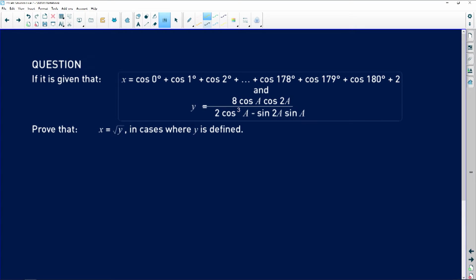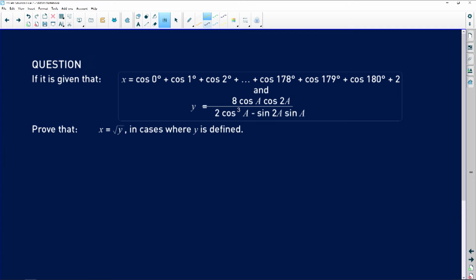Right. So let me see what the story is here. We are told here that it is given that x equals cos 0 plus cos 1 degree plus cos 2 degrees plus cos 178 degrees plus cos 179 degrees plus cos 180 degrees plus 2, and y is 8 cos a cos 2a divided by 2 cos cubed a minus sine 2a sine a. And the instruction here is we need to show that x is equal to the square root of y in cases where y is defined, right?